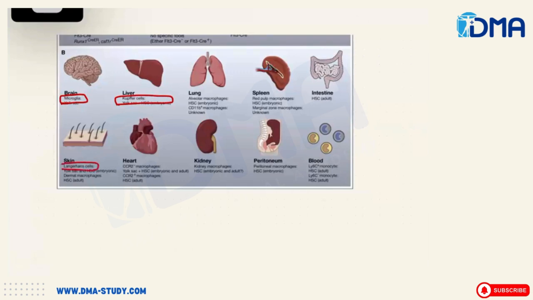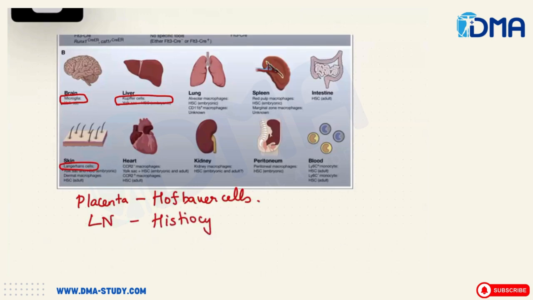If it goes to the skin, it will be Langerhans cells. If it goes to the placenta, what is it called? Hofbauer cells. If it goes to the lymph node, we call it the histiocyte. If it goes to the spleen, it's called the littoral cell. If it goes to the kidneys, we call it the mesangial cell.